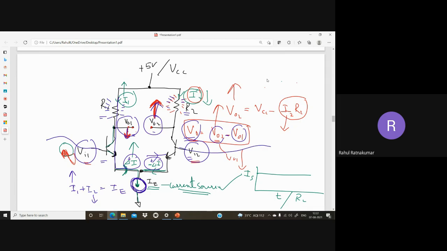If you want to understand this concept more deeply, more comprehensively, you should follow Malvino or Millman. But from an exam point of view, I think this much is sufficient. This is called a differential amplifier. You can write this as differential amplifier.